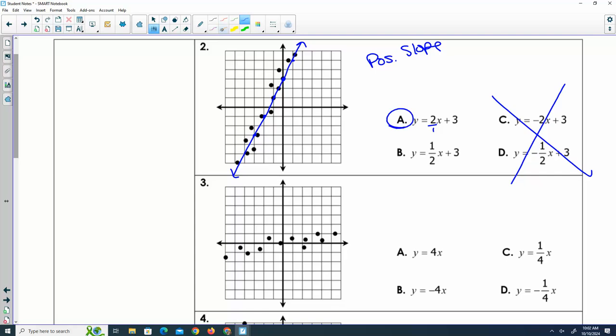If you looked at B, it starts at 3, but its slope is 1/2. So up 1 over 2, or down 1 backwards 2. And so we see if we graph that one, it's not close because it's too flat.